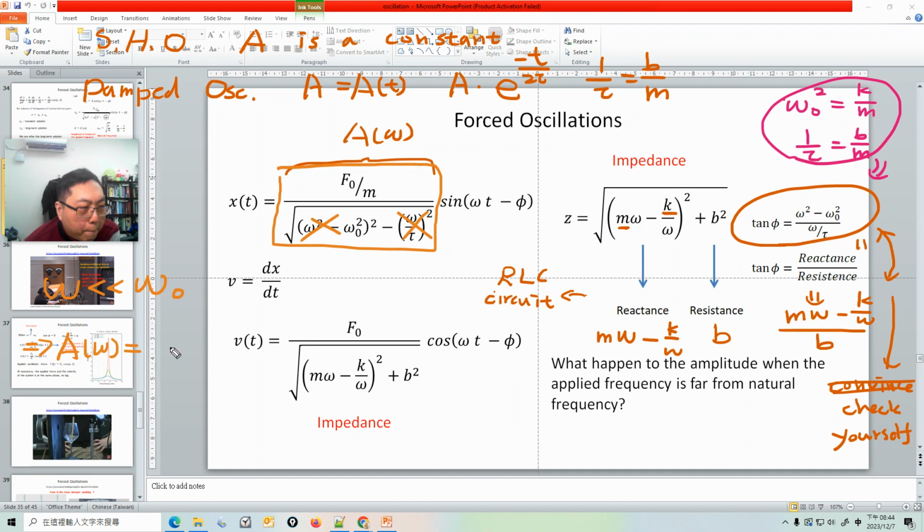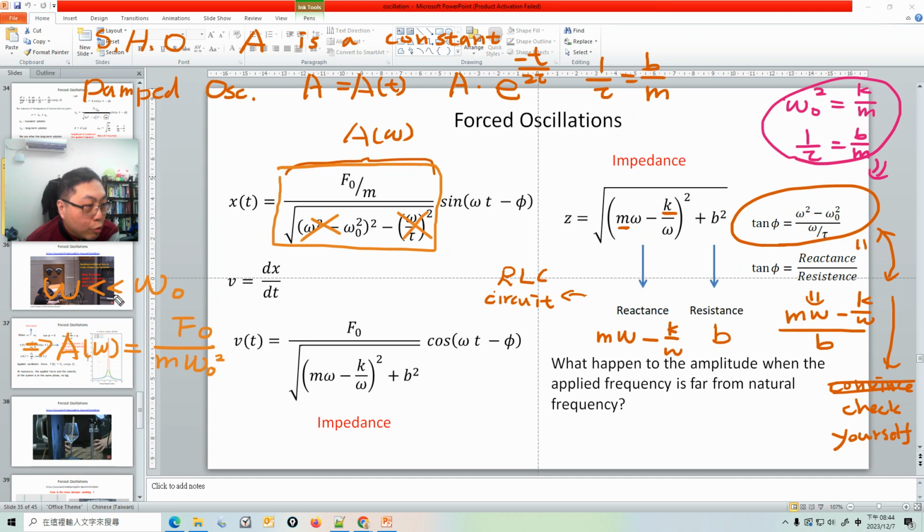What will become? Okay, you will become this F0 over m omega 0 square. This is the applied force magnitude, and this is the mass of the system, and this is the natural frequency. Actually, it's not a function of omega.